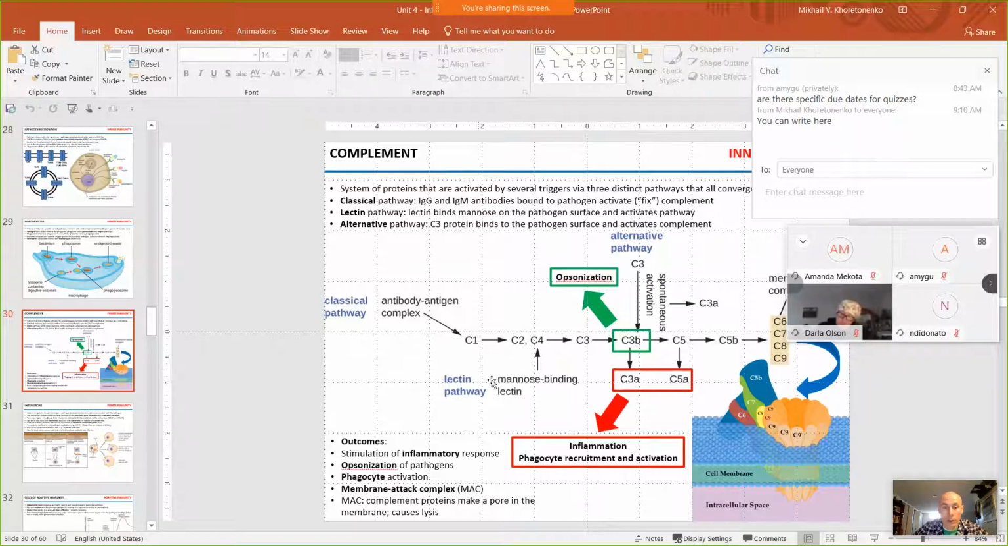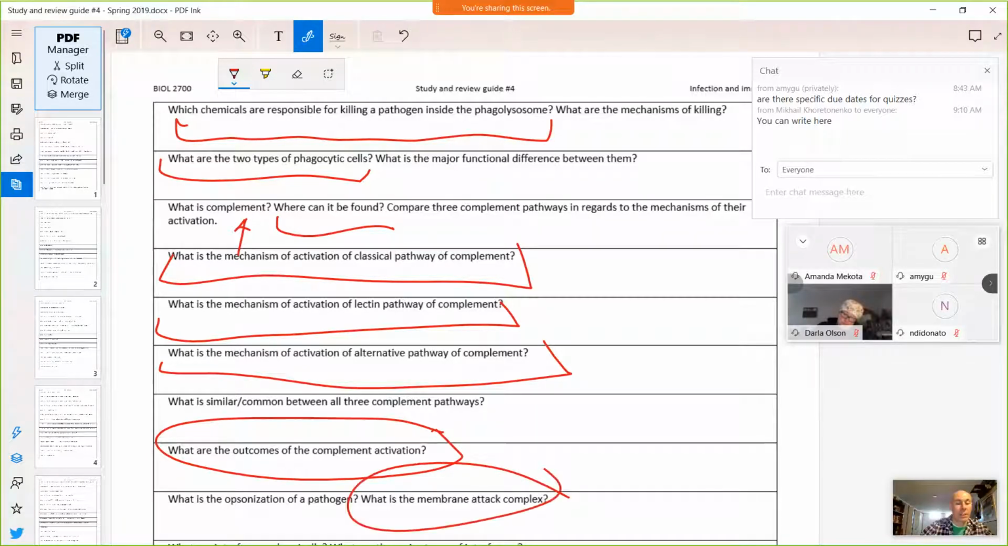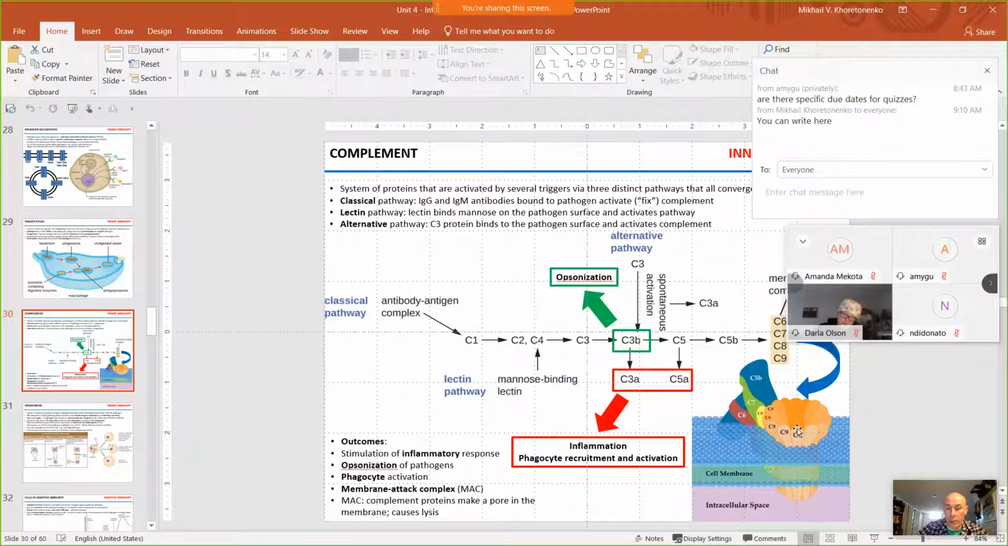So we've got lectin pathway, classical, alternative. They converge, and you need to know the outcomes. The outcomes would be increased inflammatory response, increased phagocyte activity, membrane attack complex. We talked about membrane attack complex in the lecture. Formation of a pore, illustrated right here.